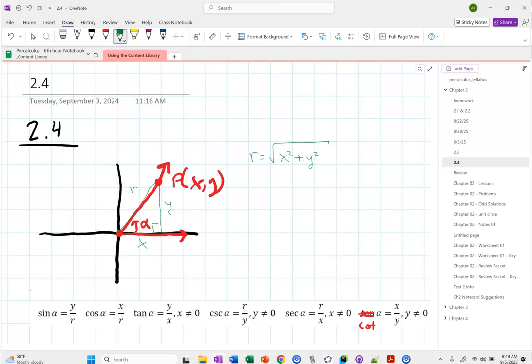Yes. Why is it square root? Because it's r squared equals x squared plus y squared, and we square root it to get r. We're good? Okay, good question though.